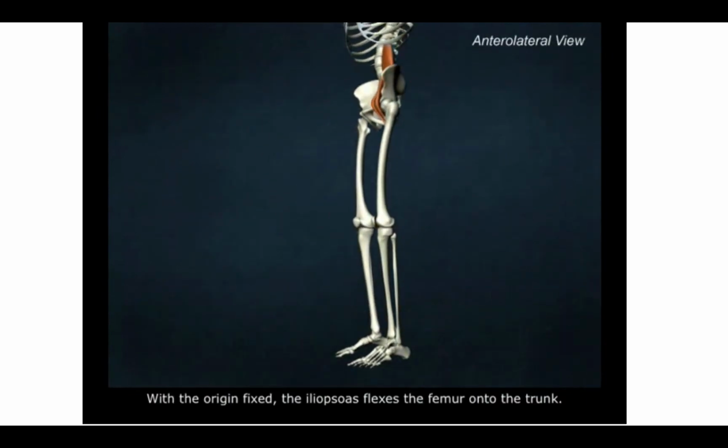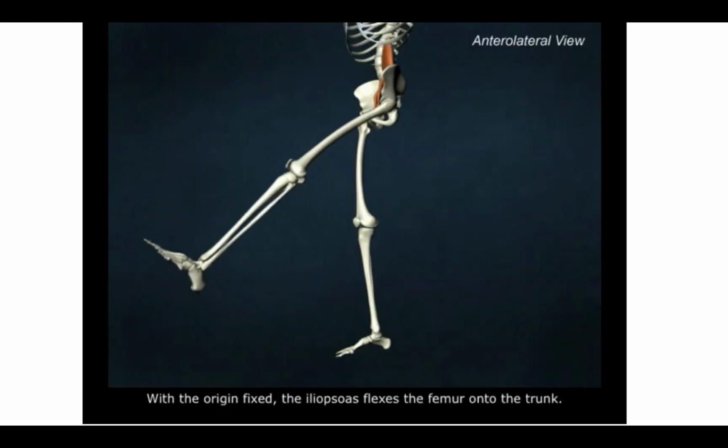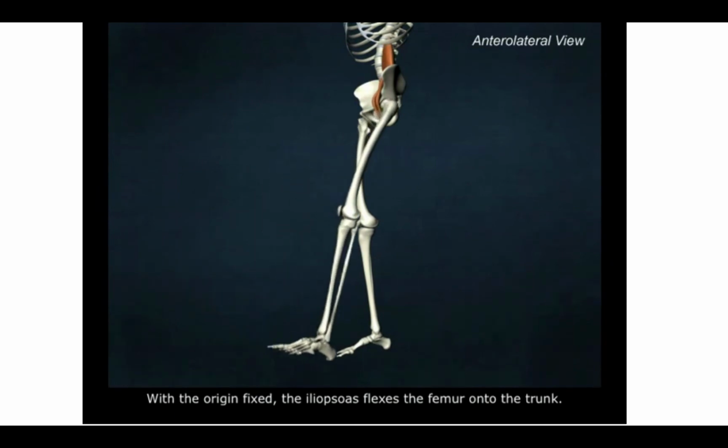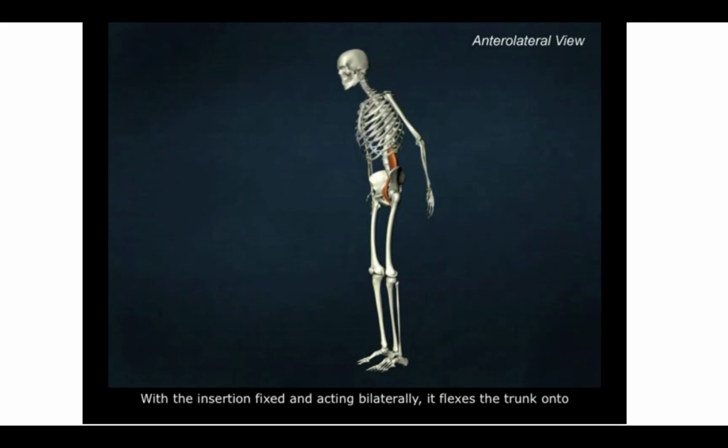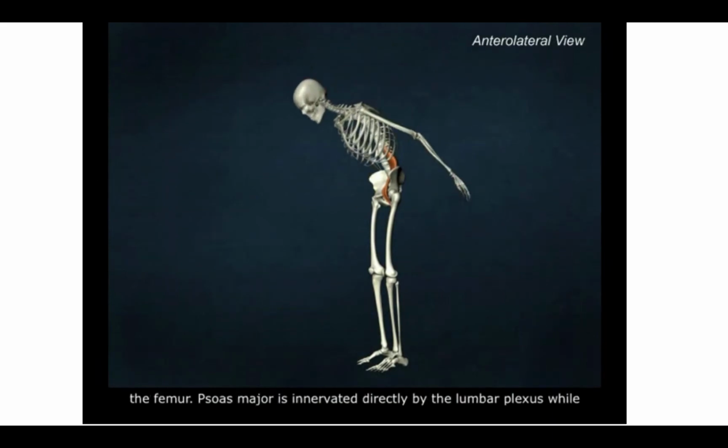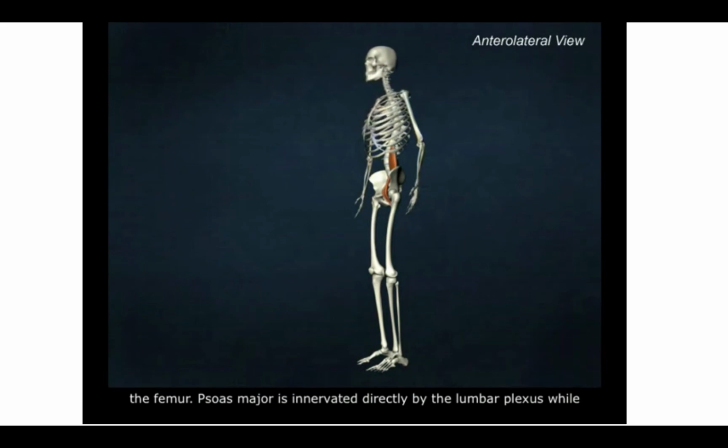With the origin fixed, the iliopsoas flexes the femur onto the trunk. With the insertion fixed and acting bilaterally, it flexes the trunk onto the femur. Psoas major is innervated directly by the lumbar plexus, while the iliacus is innervated by the muscular branch of the femoral nerve.